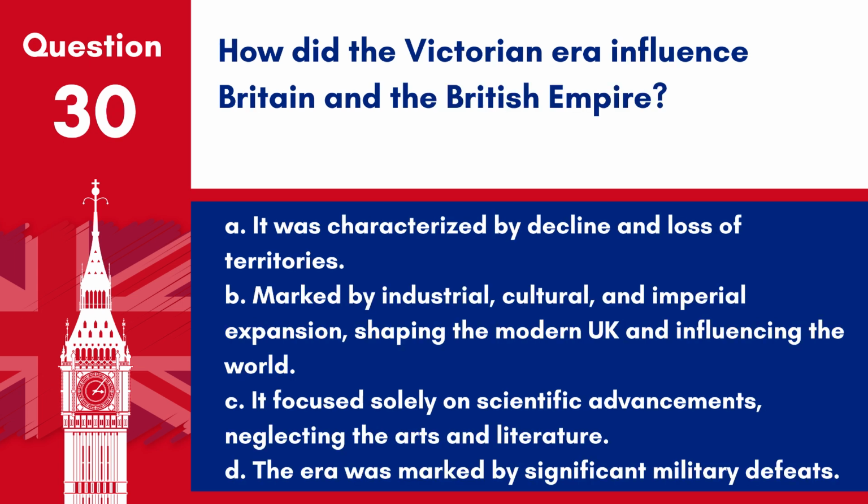Question 30. How did the Victorian era influence Britain and the British Empire? A. It was characterised by decline and loss of territories. B. Marked by industrial, cultural and imperial expansion, shaping the modern UK and influencing the world. C. It focused solely on scientific advancements, neglecting the arts and literature. D. The era was marked by significant military defeats.